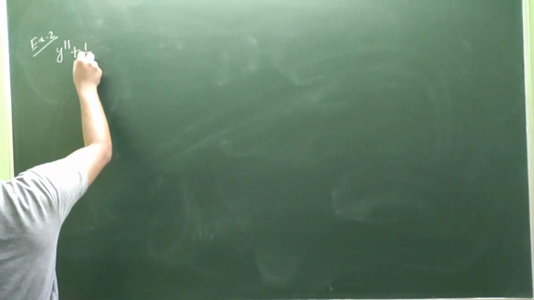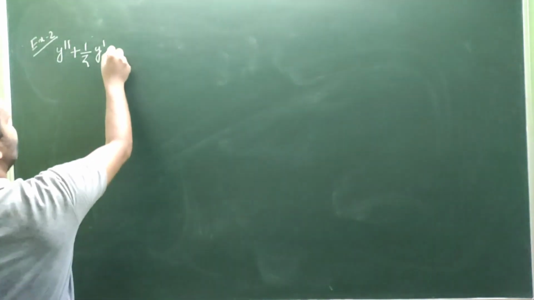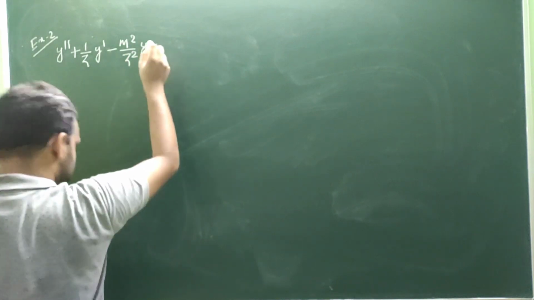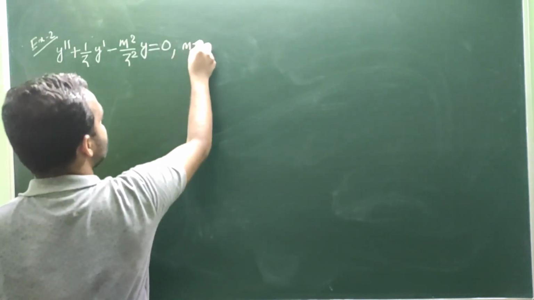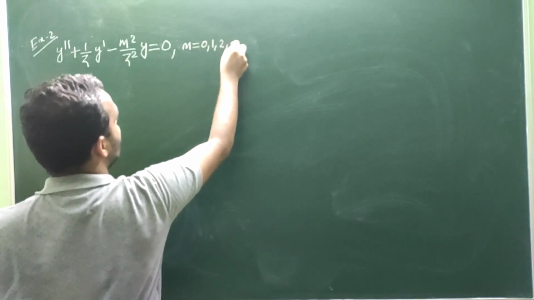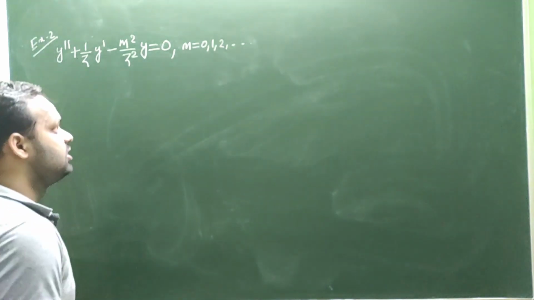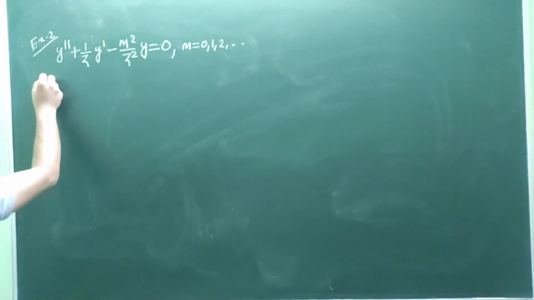This is very important. I am telling you again and again. This is the second example. The differential equation is given as y double dash plus 1 by z y dash minus m square by z square into y is equal to 0. And here m is given as 0, 1, 2, and so on. Okay. And four statements are given, and I ask which of those are right. Let me write down the four statements first.